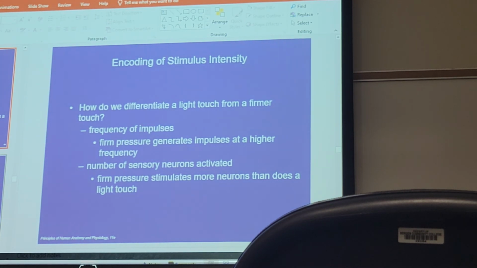What's that chemical that's released after experiencing something like eating something spicy? It begins with a C. Capsaicin. Okay. So when you're looking at stimuli, it's related to how frequently you're getting the stimulus and how many neurons are affected to get that stimulus.